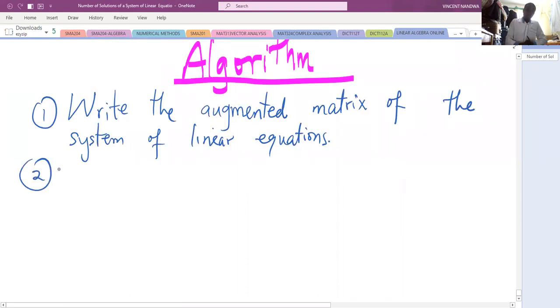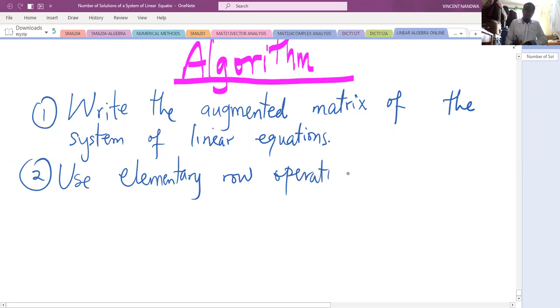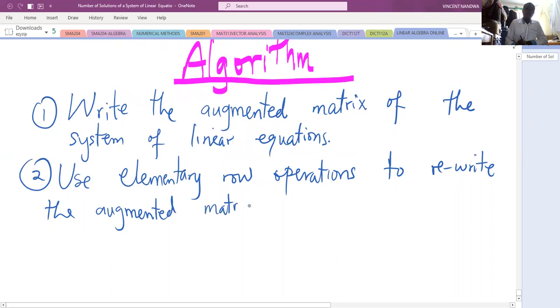Number two, use elementary row operations to write the augmented matrix in row echelon form.